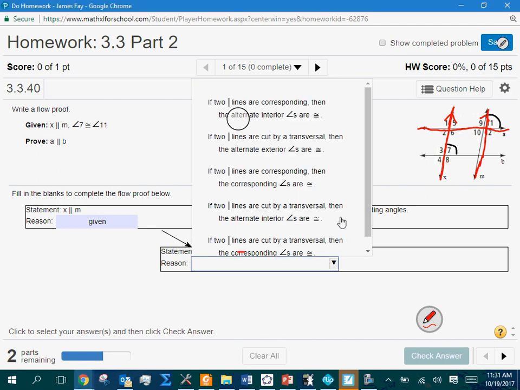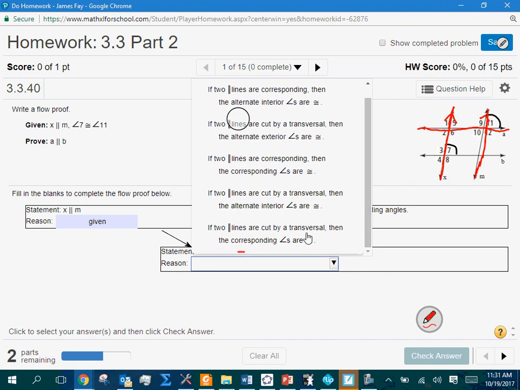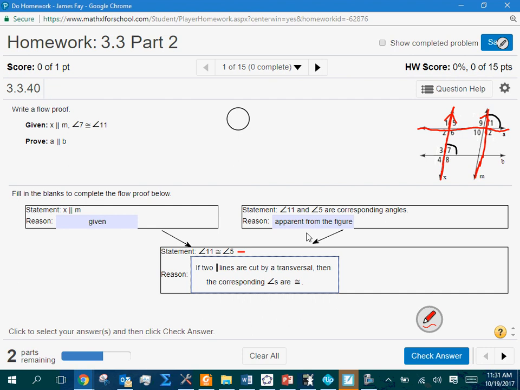So we look through these. If two parallel lines are corresponding, that doesn't make sense, does it? Lines can't be corresponding. If two parallel lines are cut by a transversal, then alternate exterior. That's not what we're doing. If two parallel lines are cut by a transversal, then alternate interior. That doesn't make sense. If two parallel lines are cut by a transversal, then corresponding angles are congruent. The key thing is to make sure you're reading those. A lot of people see the phrase corresponding right away, highlight the first one that has the word corresponding in it, and don't take time to read and think about what it's saying, and we choose the wrong one.